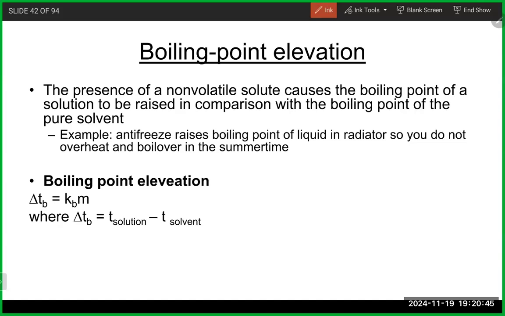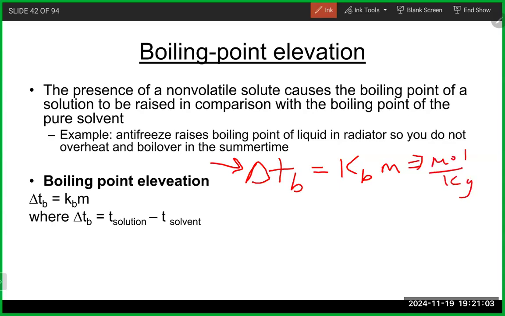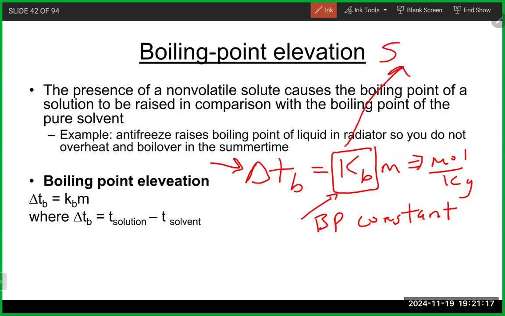There is a similar formula for boiling point, and that is the change in the boiling point temperature. That's the change in boiling point temperature is equal to Kb times our molality. So again, that is our molality, which is our moles per kilogram. This is the boiling point constant, and that also is based off of the solvent. So again, when you go to that table, it is the solvent that you want to go and look up for.